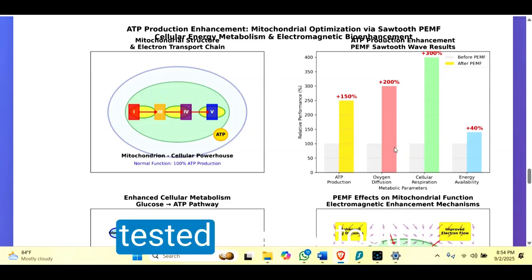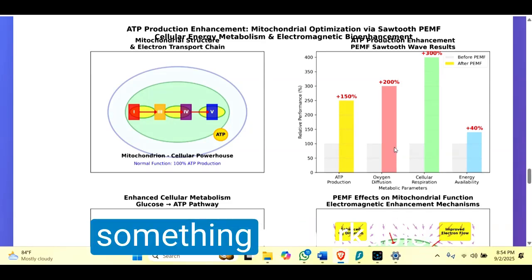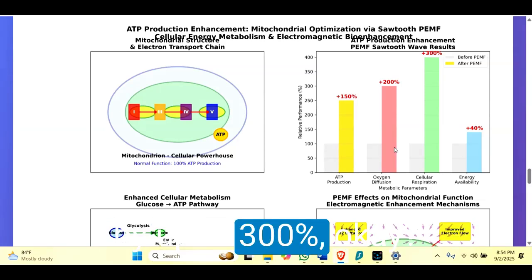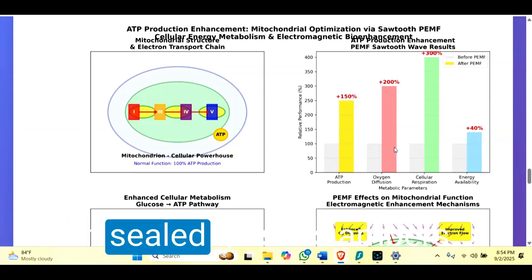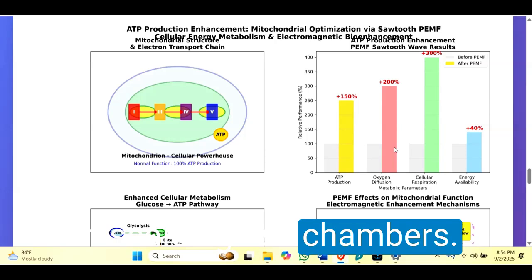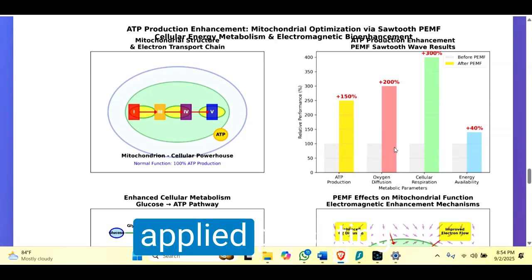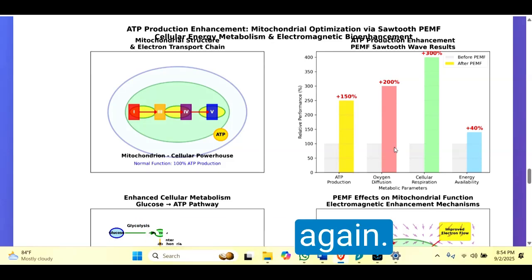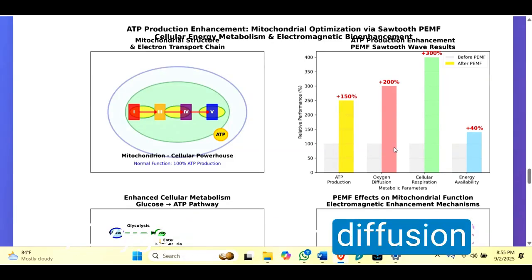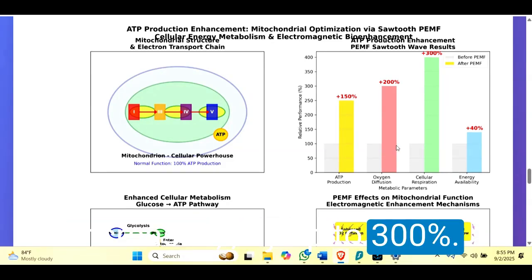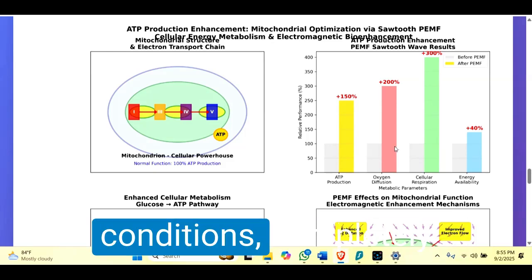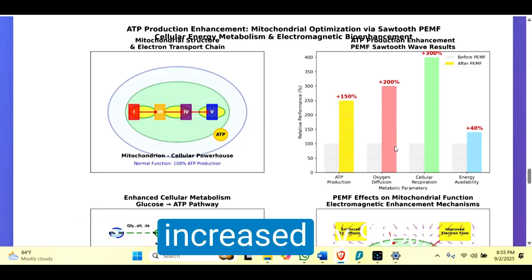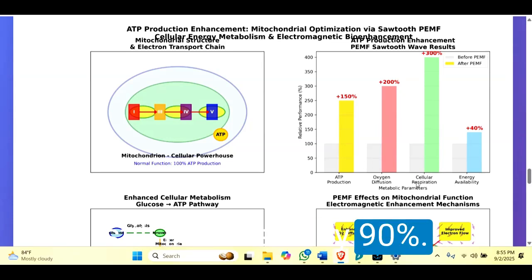When researchers tested the sawtooth electromagnetic fields, they found something remarkable. Oxygen utilization increased by up to 300% in sealed glass chambers. When they applied pulsating magnetic fields to sealed glass chambers, again, oxygen diffusion increased by up to 300%. Even in hermetically sealed conditions, completely airtight, oxygen diffusion still increased by 90%.